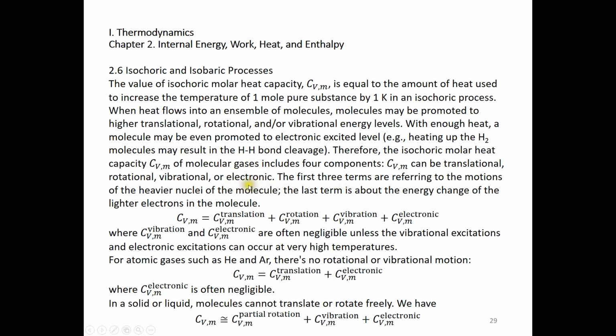Now we have this electronic term. This is about electrons. This is a little bit more complicated. We need to study quantum chemistry before we get back to this electronic molar heat capacity. But for now, I just want to say this is usually small. Electronic molar heat capacity is usually small because it's very hard to promote a molecule from the lowest electronic energy level to even the second lowest energy level.